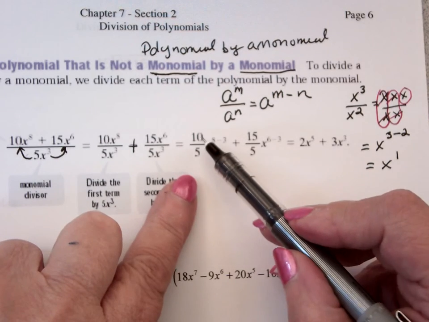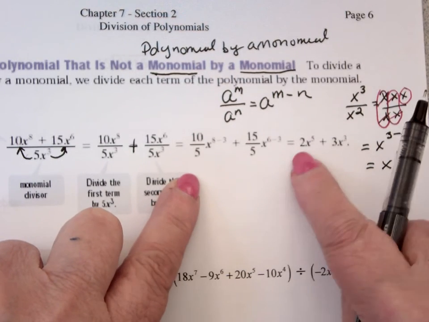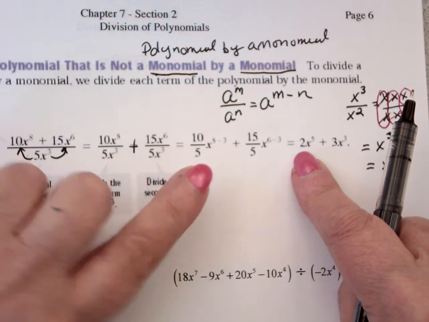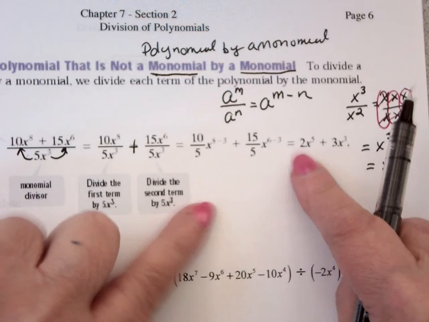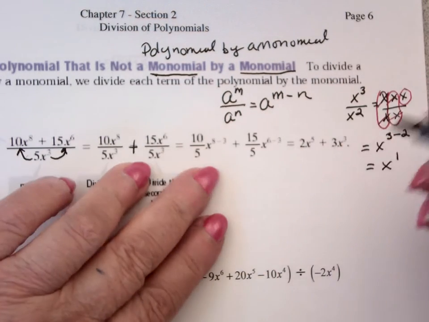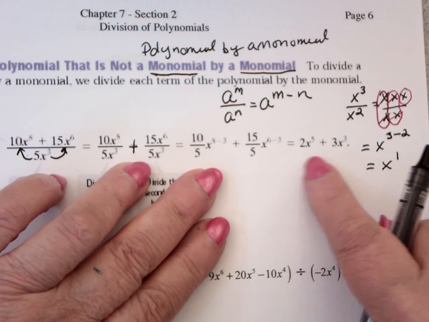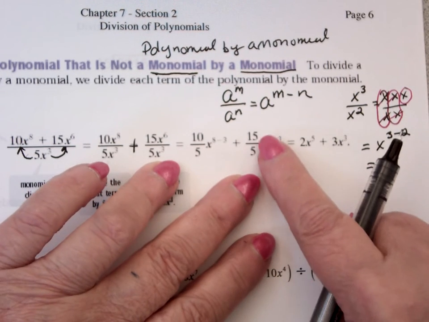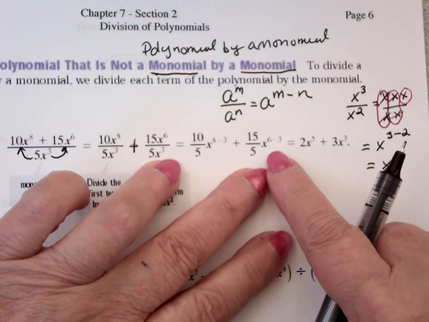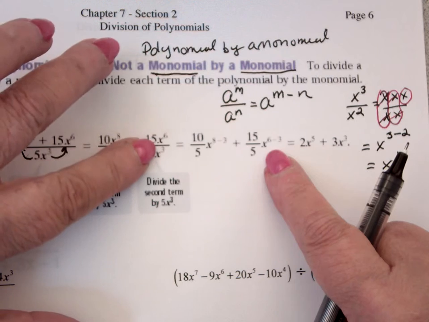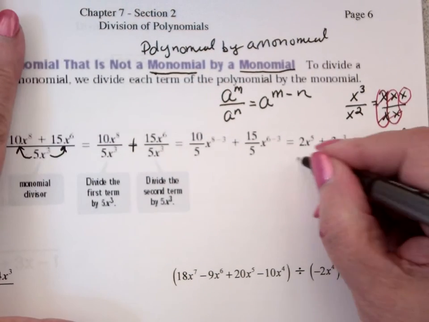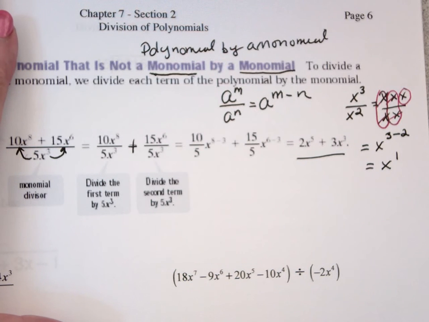This would take 5 divided by 10, which turns into a 2. And if I have an x to the 8 divided by x to the 6th, it's x to the 8 minus 6, which is going to give you an x squared. 15 divided by 5 is a 3. And an x to the 6 divided by an x to the 3 is x to the 6 minus 3, which is going to be x cubed. And then you'd come up with your final answer.